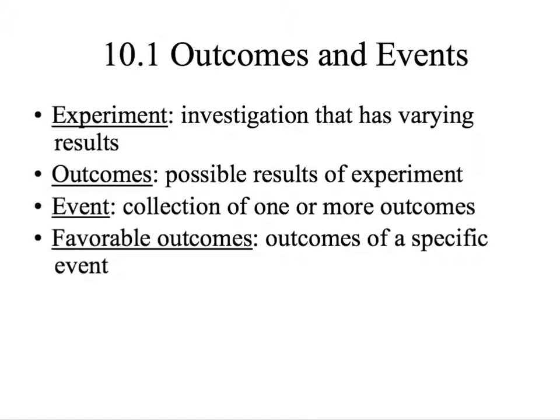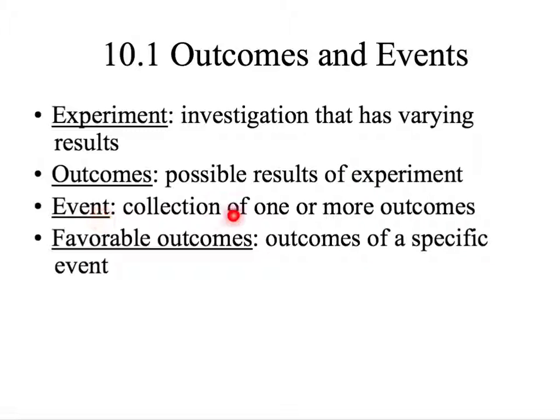Alright, 10.1, start of chapter 10, which deals with probability. Section 1 here is outcomes and events. An experiment is the investigation that has varying results. Give you an example of flipping a coin. That could be considered an experiment. It has varying results and it has outcomes, possible results of the experiment. I flip a quarter. It could be heads, it could be tails.